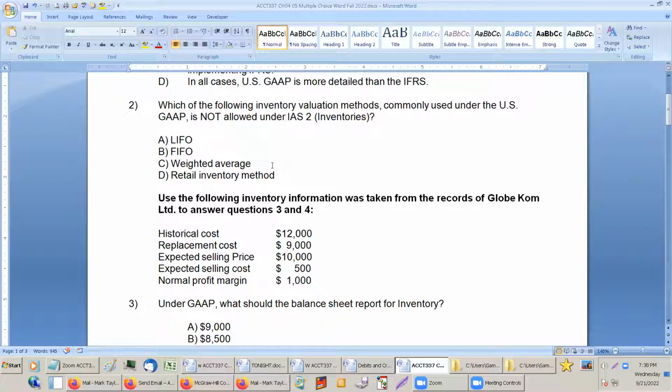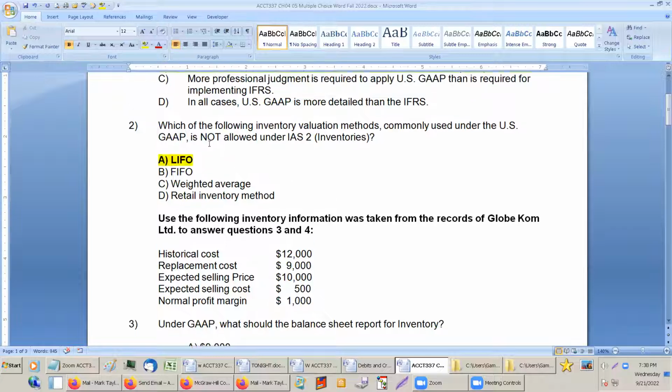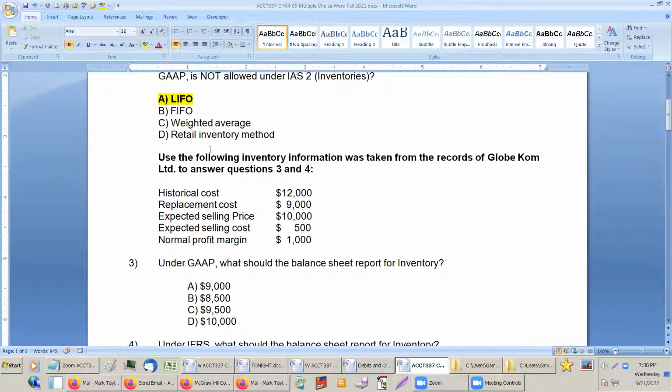Okay, which of the following inventory valuation methods covering the United States GAAP is not allowed under international standards? A. Yeah, LIFO they don't like. Because, and the reason is that inventory does not flow like LIFO. It's a theoretical thing that we use in the United States.